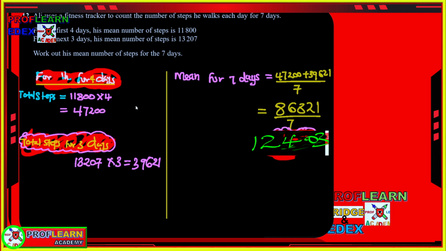So for us to work out the mean for the 7 days, we're going to add the 2 values we got here, divide by 7, and that's going to translate to 12,603 as the mean for this particular case. So basically that's what you are supposed to do.